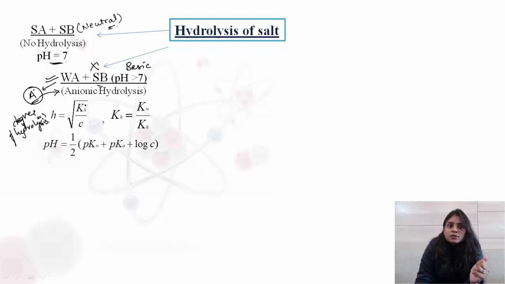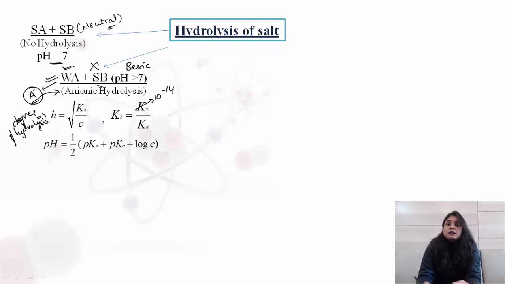It is given as under root Kh by C. Kh is the hydrolysis constant. Kh is given as Kw by Ka. We know what Kw is. It is 10 to the power minus 14 at 25 degrees Celsius. Ka is the ionization constant of this acid.